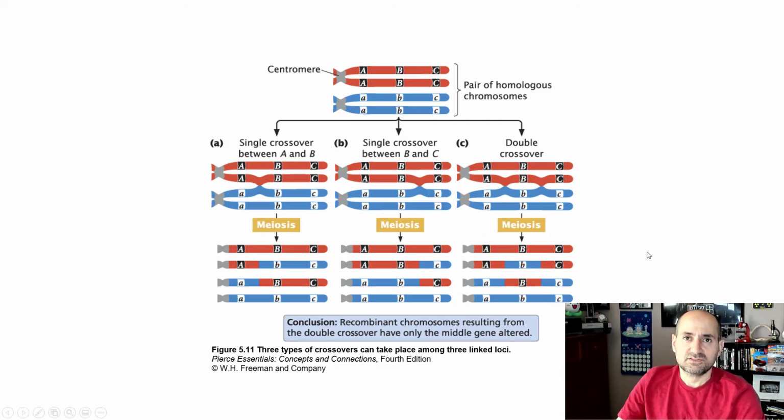Now again, do you remember what I said earlier? Which one of these 3 examples would be the most rare? That's right, the double crossover would be the most rare. If you're monitoring 3 different alleles, you're going to see this event happening the least frequently for the middle allele, because it requires a double crossover event to occur. And double crossovers don't happen every time, right? So conclusion, recombinant chromosomes resulting from the double crossover have only the middle gene altered.